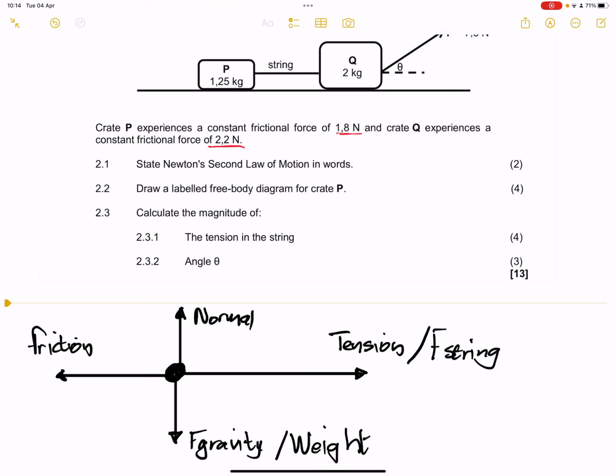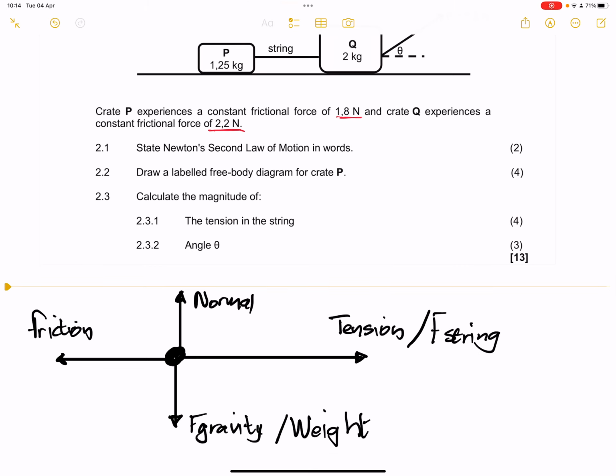By the way, the mark allocation for the free body diagram will always indicate the number of forces that should be on the diagram. You can see we've got 4 forces here, so it tells you that you're on the right track.